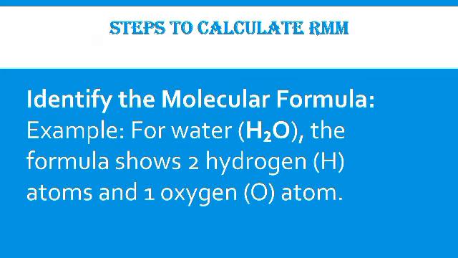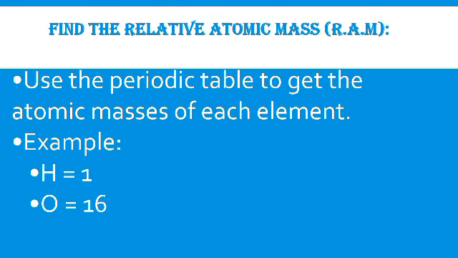Steps to calculate relative molecular mass. The first step is to identify the molecular formula of the compound. For example, water has a molecular formula of H2O. This formula shows that water has 2 atoms of hydrogen and 1 atom of oxygen. The next step is to use the periodic table to get the atomic masses of each element. For example, hydrogen has an atomic mass of 1, oxygen has an atomic mass of 16.